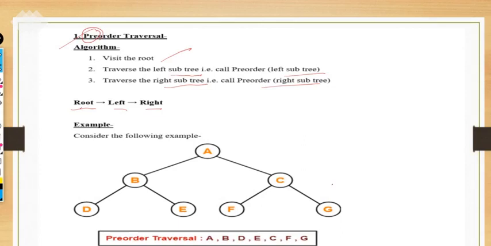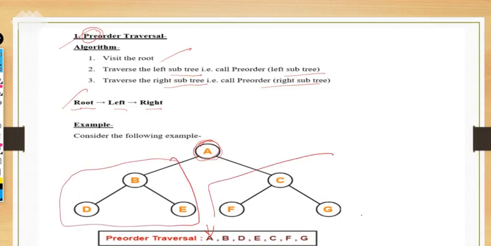This example shows a tree here. We have to find the pre-order traversal for this particular tree. We will always start from the root node, because in pre-order we take the root first. So consider the root A here. I have written A here. Then we have to consider the left subtree. This is the left subtree and this one is the right subtree. First we will cover the left subtree, then we will go to the right one.